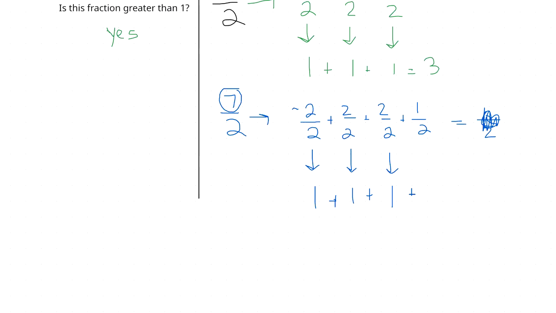So now I'm going to add these up. 1 plus 1 plus 1 equals 3. And 3 plus 1 half equals 3 and a half. I have decomposed this fraction. Better yet, I have changed this fraction from an improper to a mixed fraction.